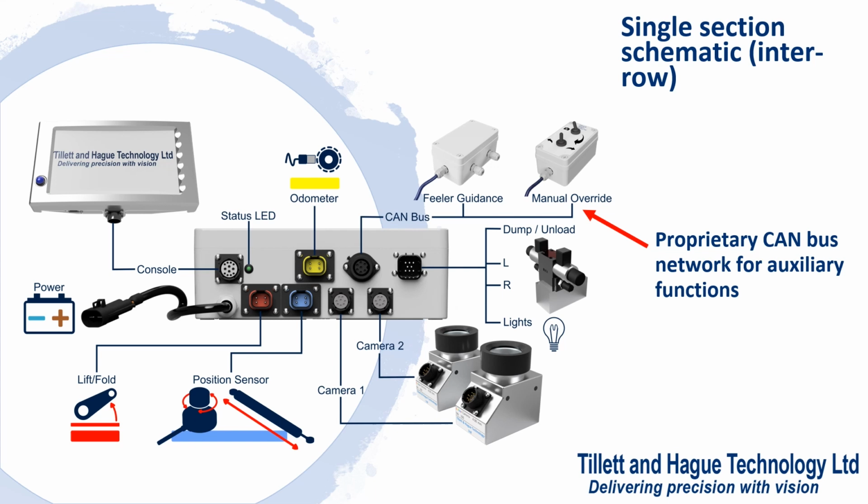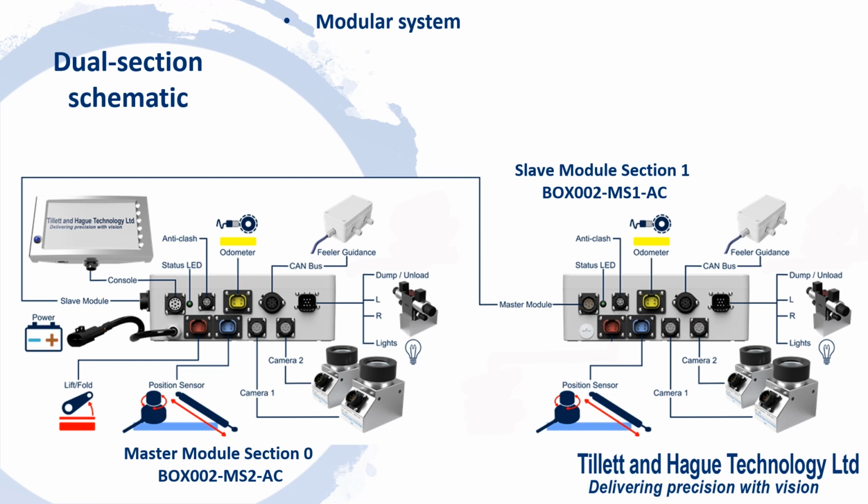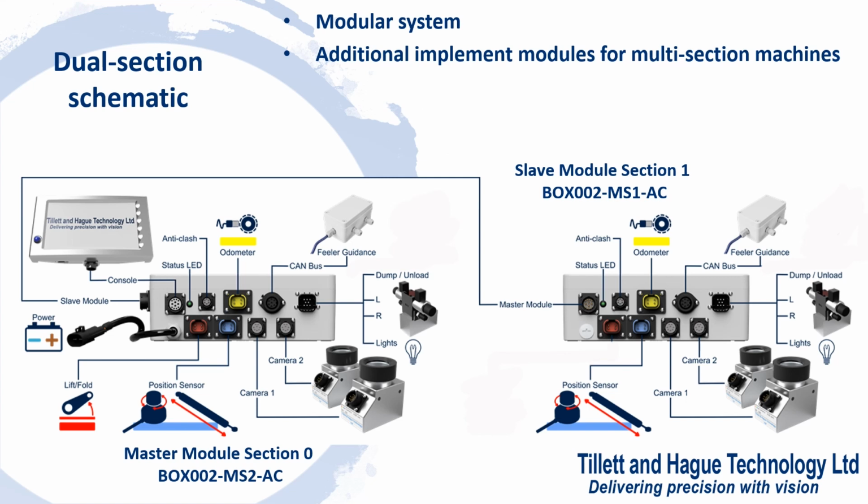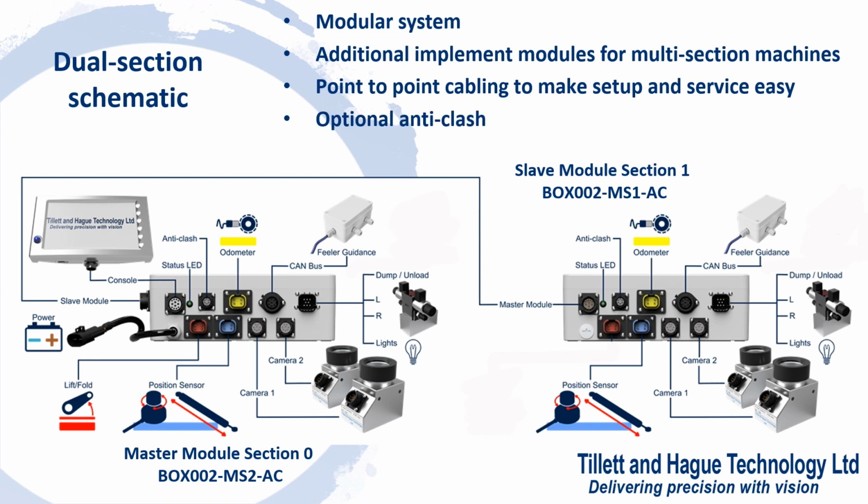So the system is designed to be easy to maintain, and its modular, flexible nature allows many different configurations to be built up using standard parts. For example, if you wish to control 2 implement sections from a single console, you can plug in a second module to control an additional section. All parts are the same, except the implement modules are modified slightly to make master and slave versions. Again, we use point-to-point cabling to cater for all machine sizes and to make service simpler. An optional anti-clash input prevents the sections from colliding. Dual section systems facilitate higher working rates and are becoming more popular.